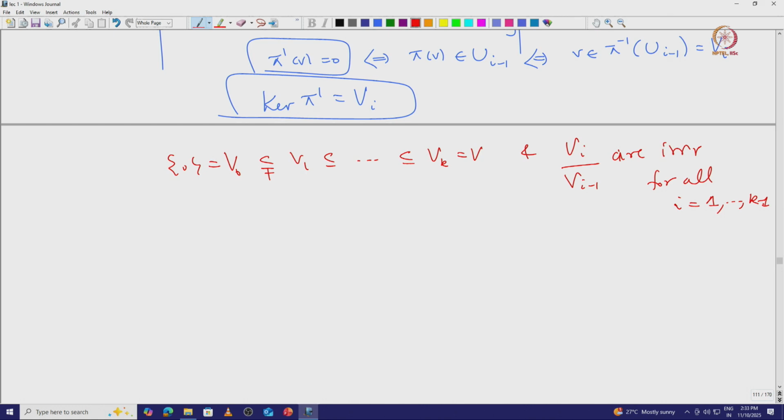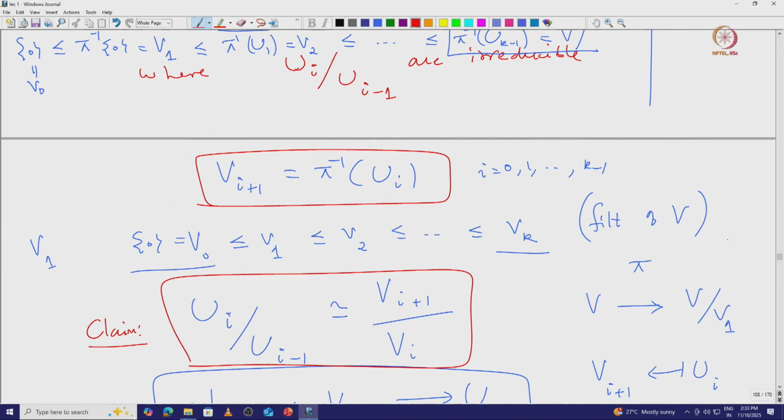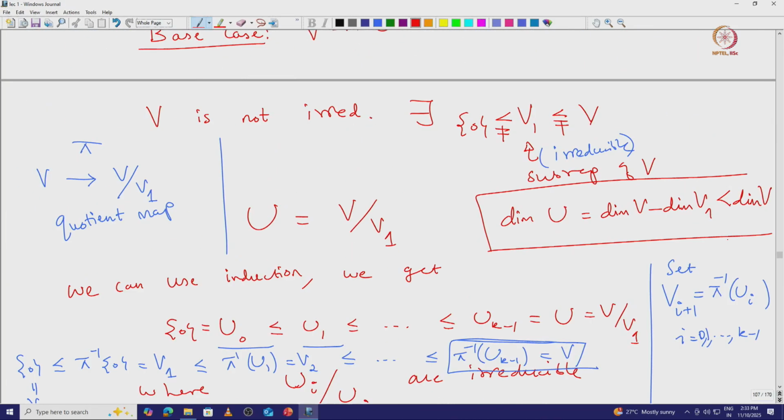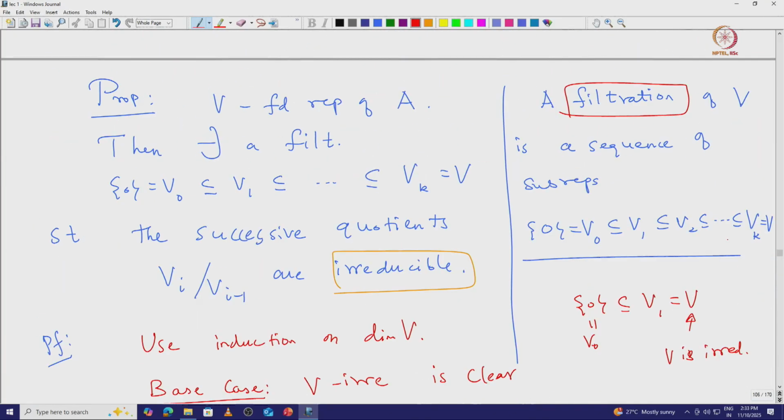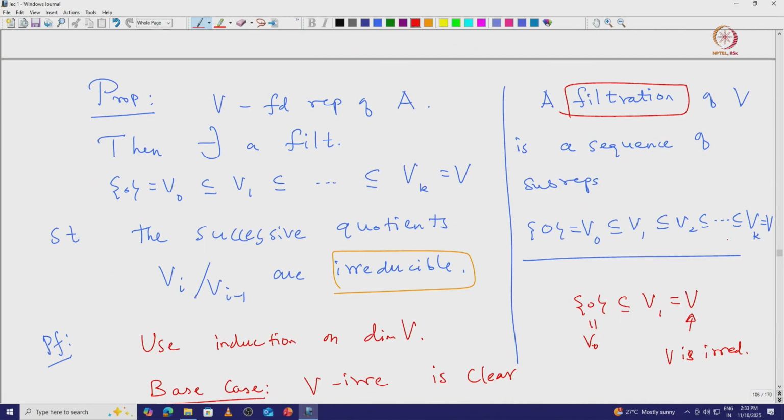Okay, so this completes the proof that I wanted to do. Basically it says that if we take any finite-dimensional representation, then we can always have a filtration such that the successive quotients are irreducible. What does it say about the representation? It says that any finite-dimensional representation can be built using irreducible representations.